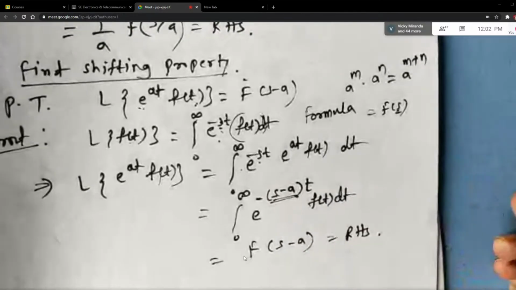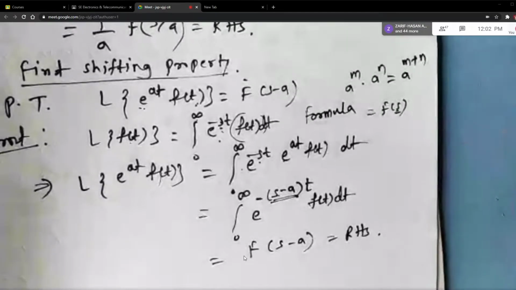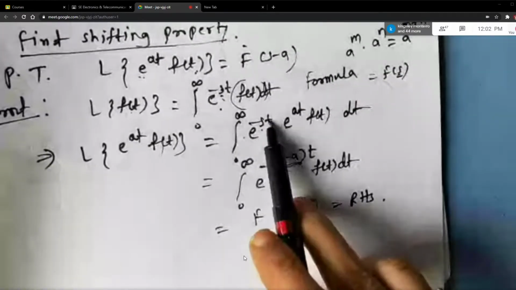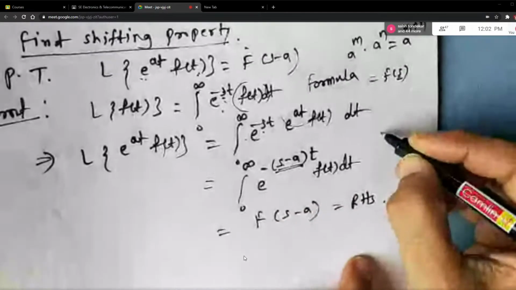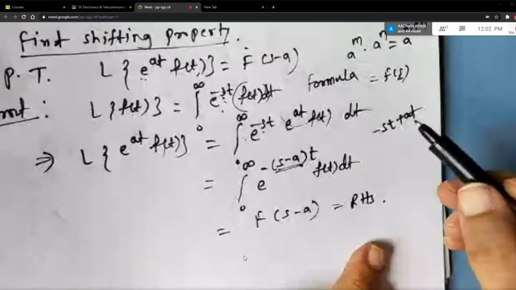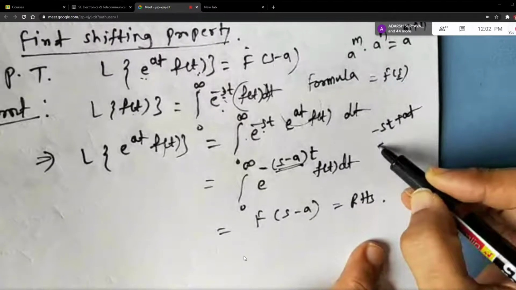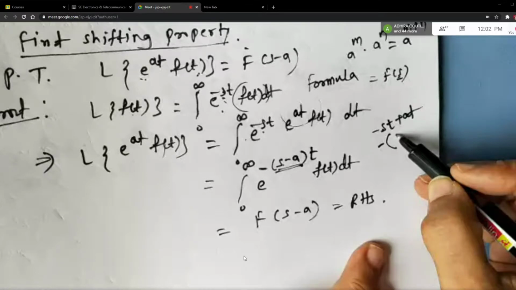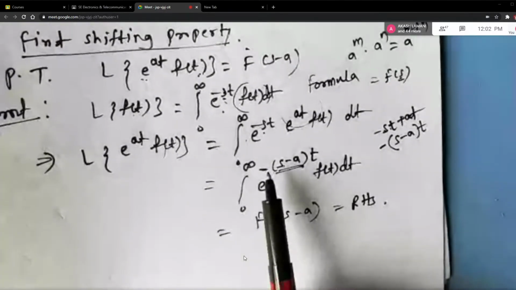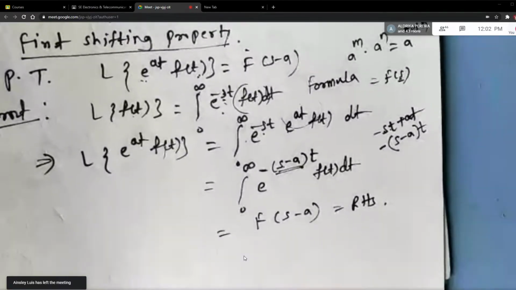Rule of indices means what, for the new students? A raised to m into a raised to n. When the base is the same, you can add the powers. So it becomes a raised to m plus n. So here also see what happens. It is e raised to this plus this. This plus this means what? Minus st plus at. I am adding the powers. Now see, for the Laplace transform formula, the minus sign is a must outside. So I'm taking the minus sign out. So this minus s plus a will become minus (s minus a), and t I'm taking common. So see whether all of you understood from where I'm getting minus (s minus a)t. It is just the adjustment so that you can get it in the required form.